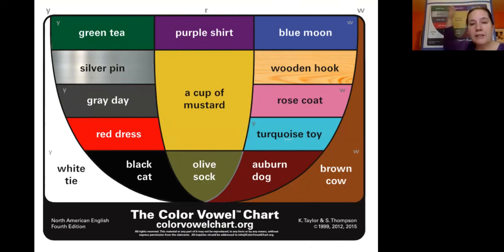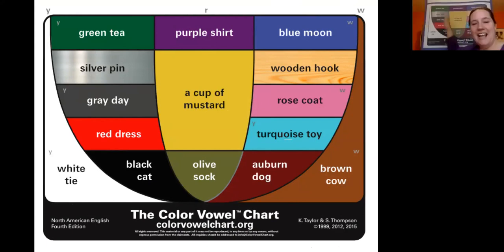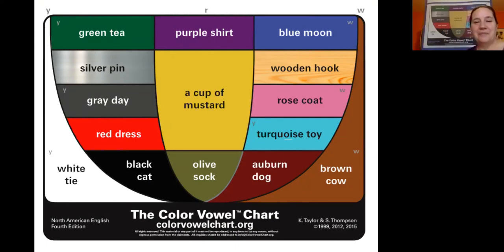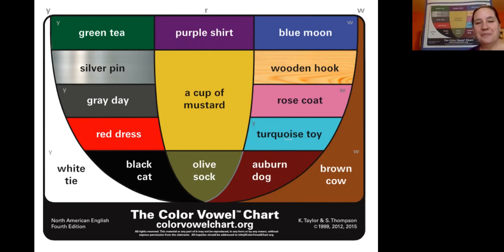Here we go. Green tea E. Silver pin I. Gray day A. Red dress E. Black cat A. Olive sock Ah. Auburn dog Aw. Turquoise toy Oi.